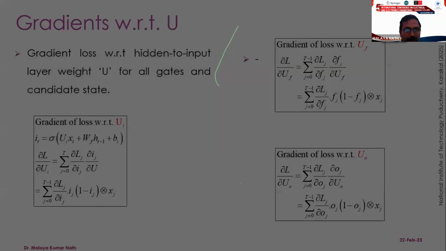Now, what will happen in the case of the gradient of loss with respect to the candidate state? The candidate state can be computed by the derivative of loss with respect to the candidate, del g, and the derivative of g with respect to del W. So this will be simplified. It will be represented by del L_j by del g_j, that is the derivative of loss with respect to g, the candidate state, into 1 minus g_j squared into h_(j-1). So this is the representation of the gradient of loss.